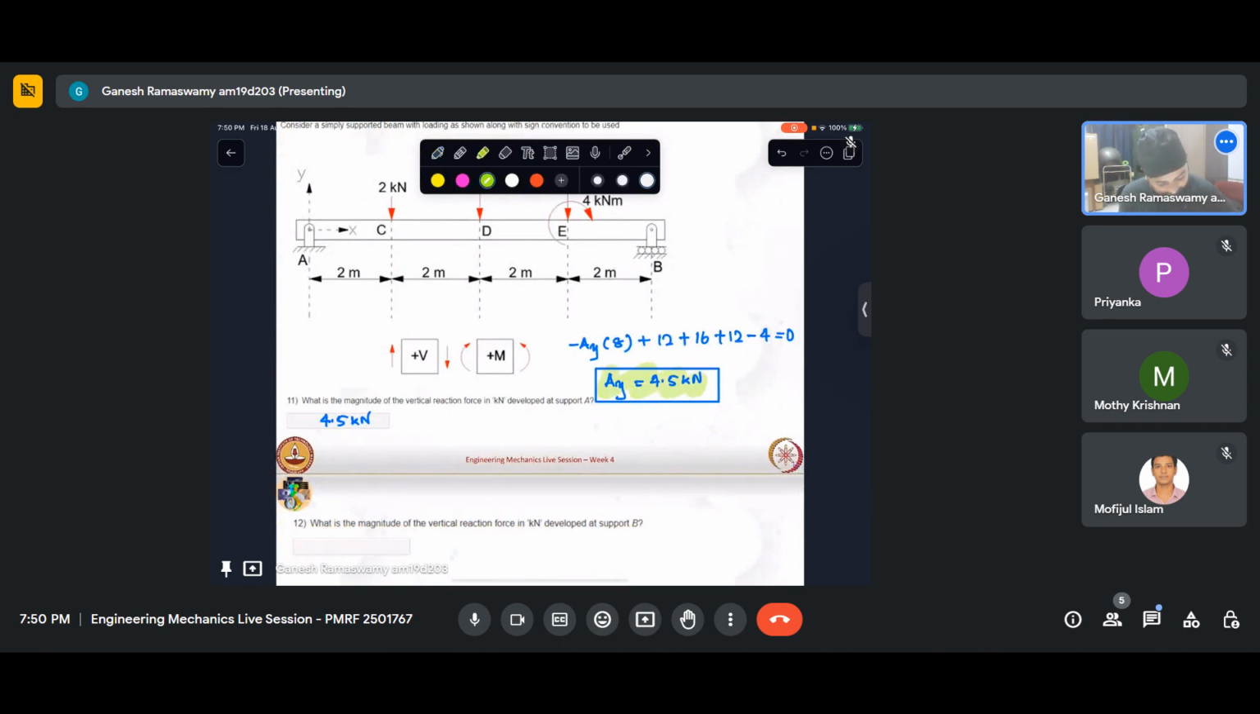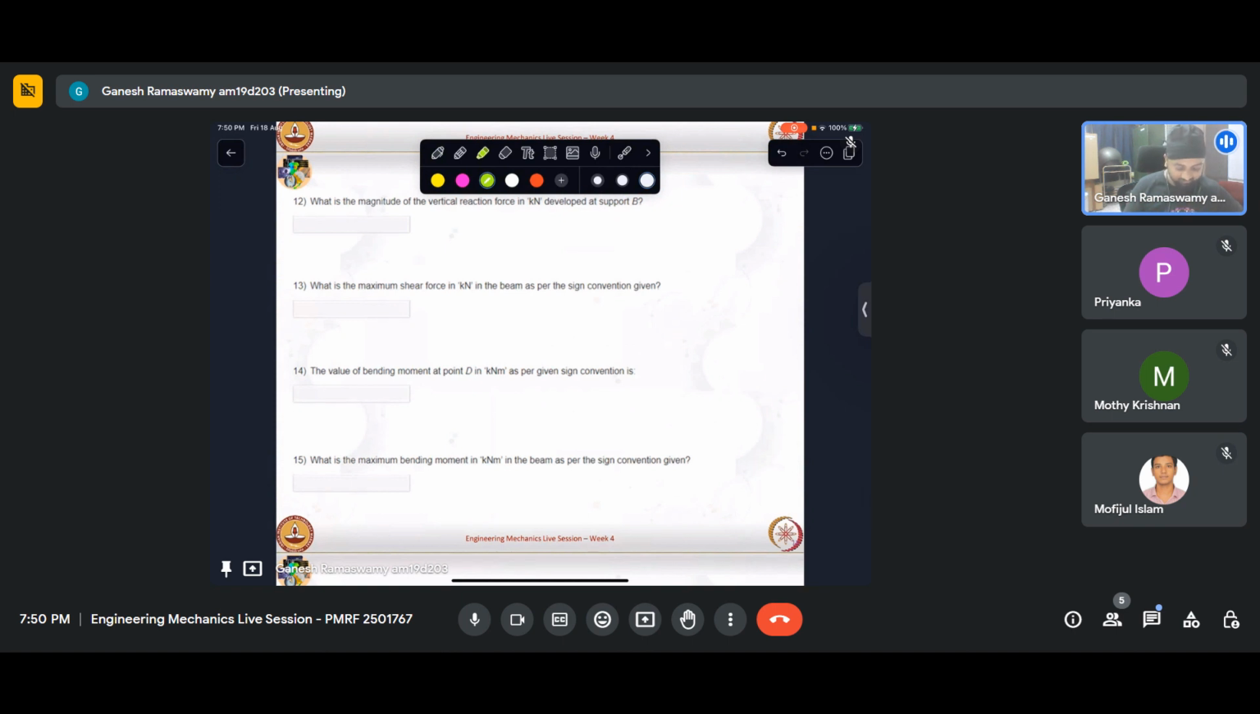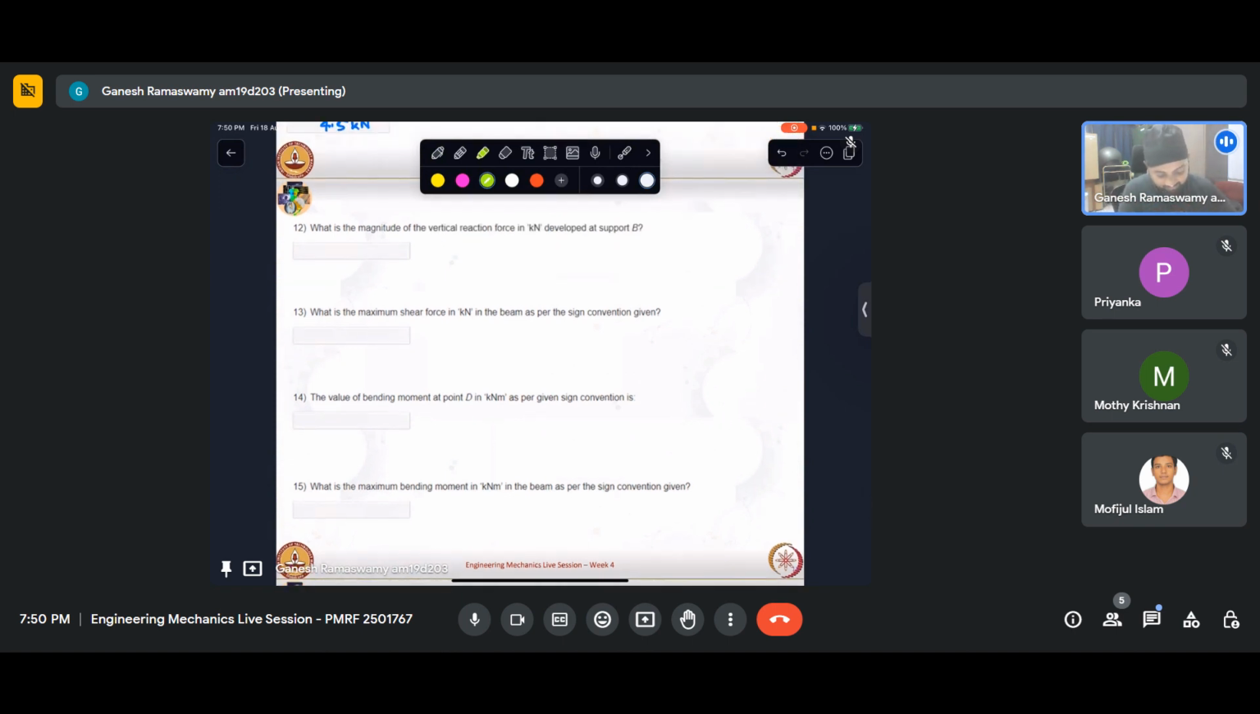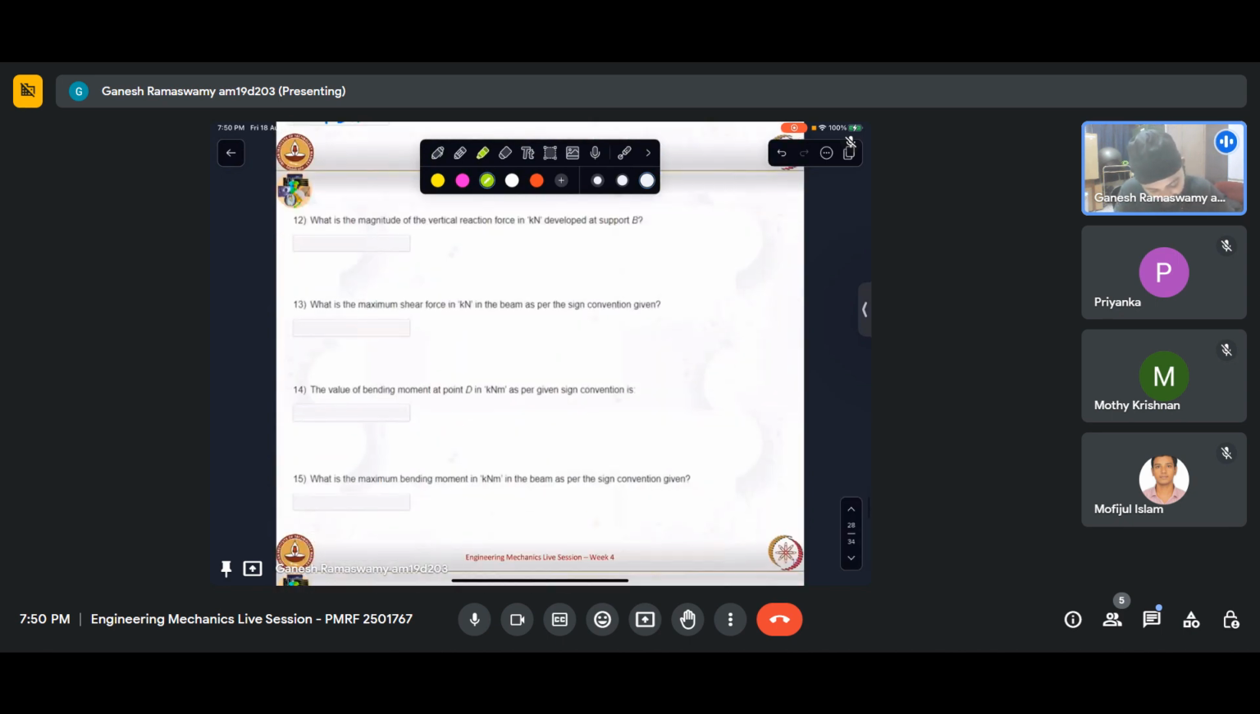Anyway, the rest is a clerical exercise. I don't want to get into that. Instead, we can directly solve for these questions. What is the maximum shear force that is experienced by this beam?